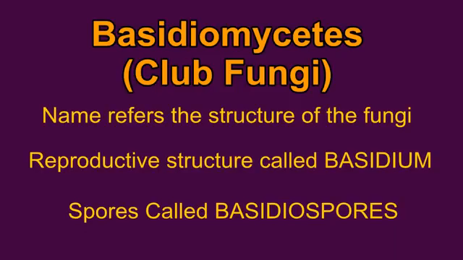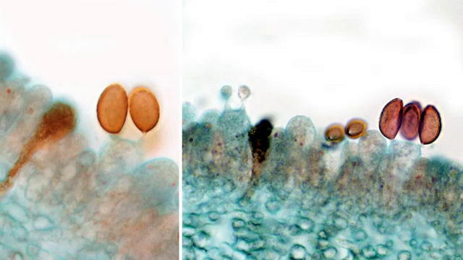Basidiomycetes, or club fungi, includes the common mushroom, which has been shown to you now. The name basidiomycete refers to the reproductive structure on which sexual spores are produced. The structure resembling a club is called a basidium, and the spores are called basidiospores.